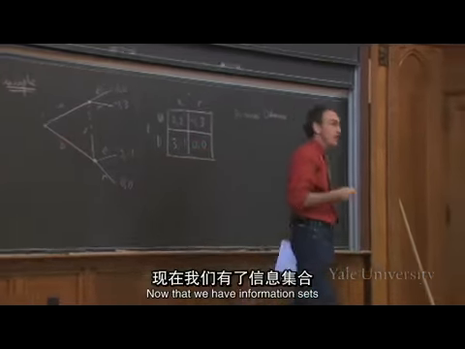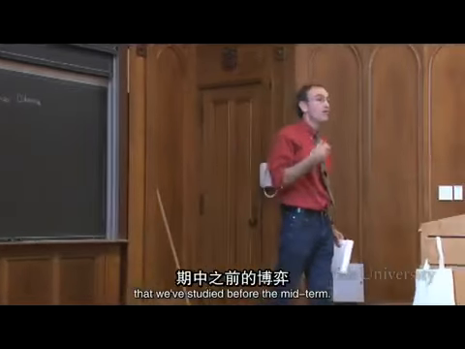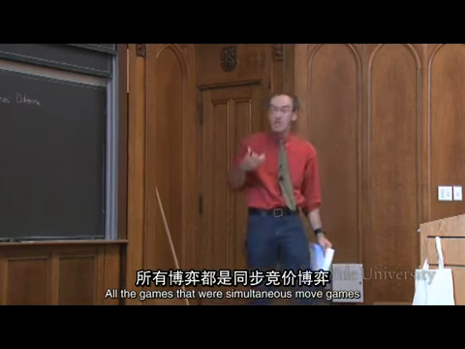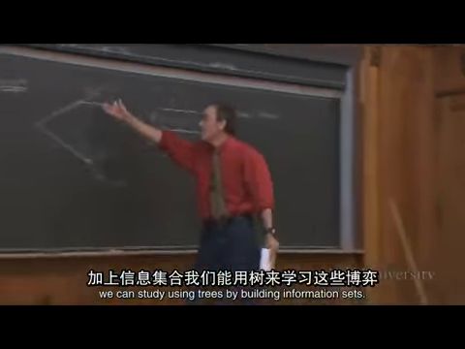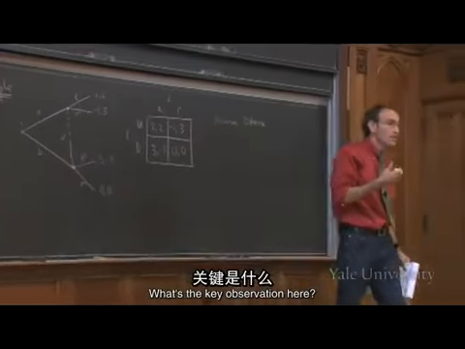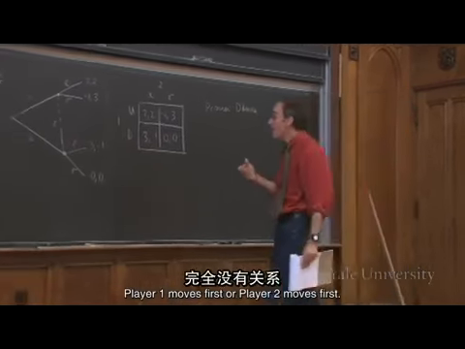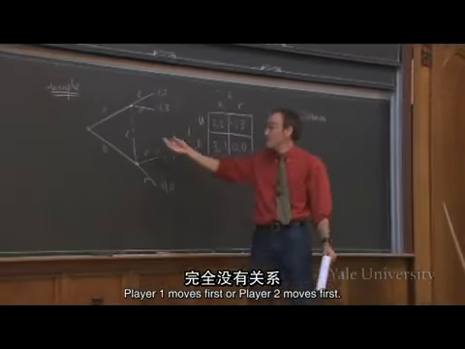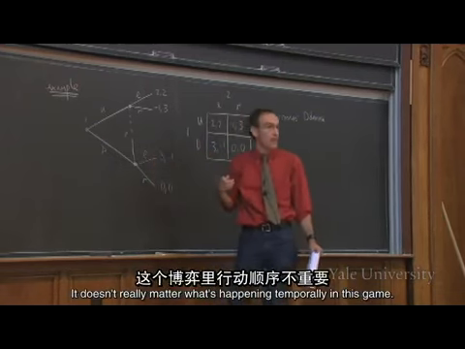Now that we have information sets, we can represent all the games that we studied before the midterm, all the games that were simultaneous move games, using trees by building information sets. And what's the key observation here? It doesn't really matter whether player 1 moves first or player 2 moves first. It doesn't really matter what's happening temporally in this game.